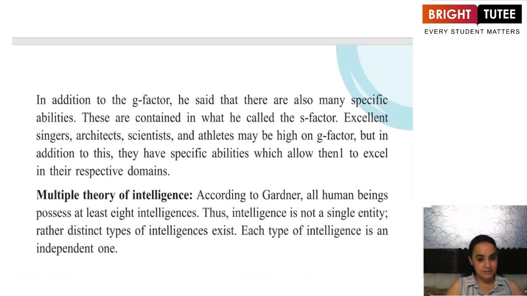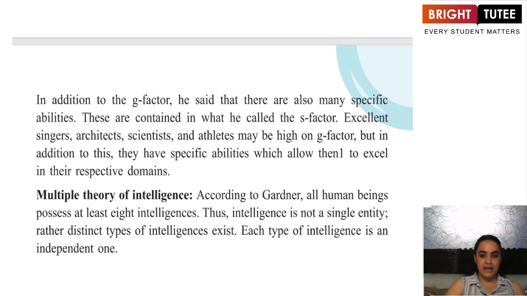by having that S factor. Everybody, as I said, is intelligent on an average level. But the people who end up becoming scientists, excellent singers, doctors, athletes, architects, lawyers, that is because, other than having the G factor, they inherited and acquired some special abilities also that helped them to excel in whatever field they were interested in.